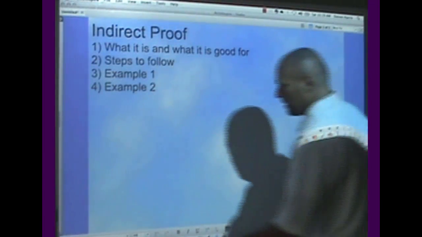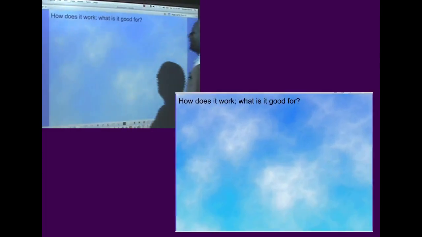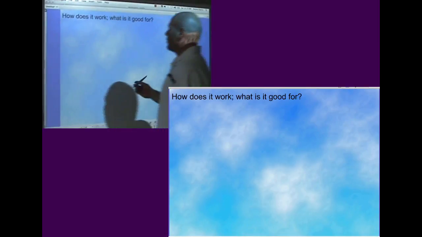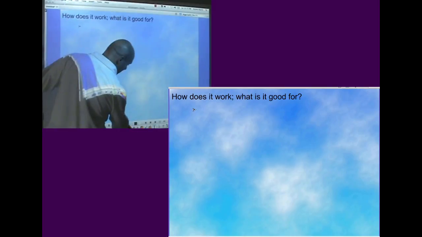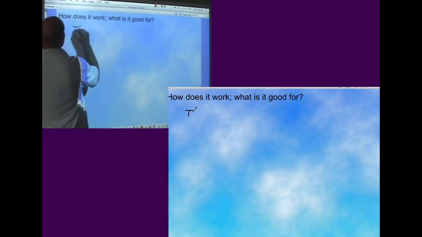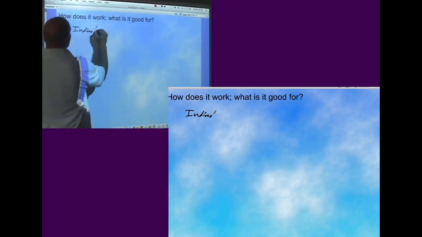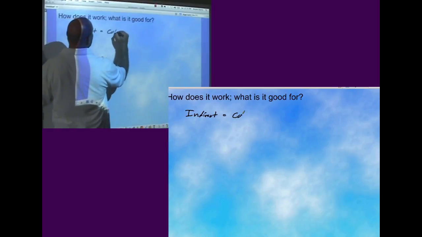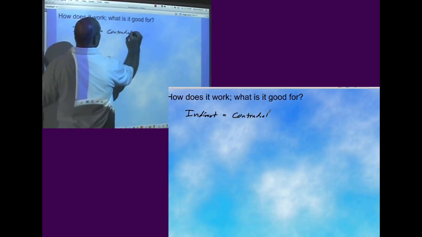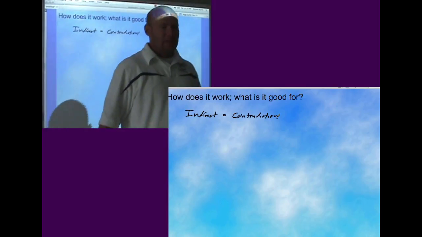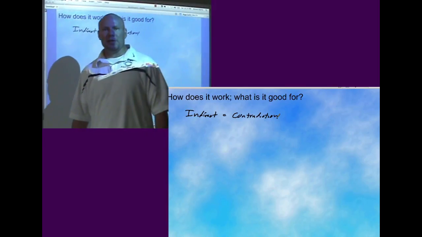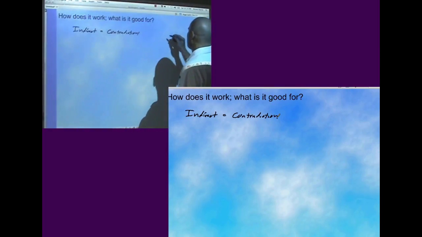So here we go. Let's first of all tell you what it is. Indirect proof is also called proof by contradiction. And what it does is it eliminates the other possibilities of the things that might be. So let me give you an example.